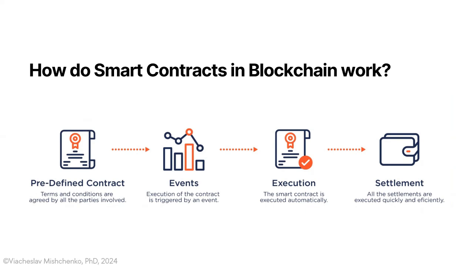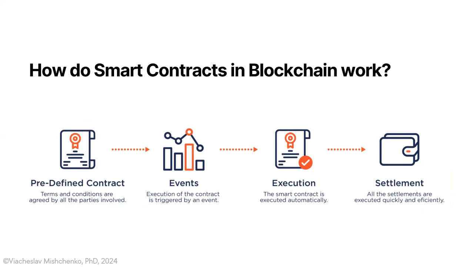Now let's talk about how smart contracts actually work in practice. So I usually use this diagram you can see on the slide just to explain the process, because it perfectly illustrates the four key stages of the smart contract's life cycle. So it all starts with what we call a predefined contract. This is where all parties involved agree to specific terms and conditions.